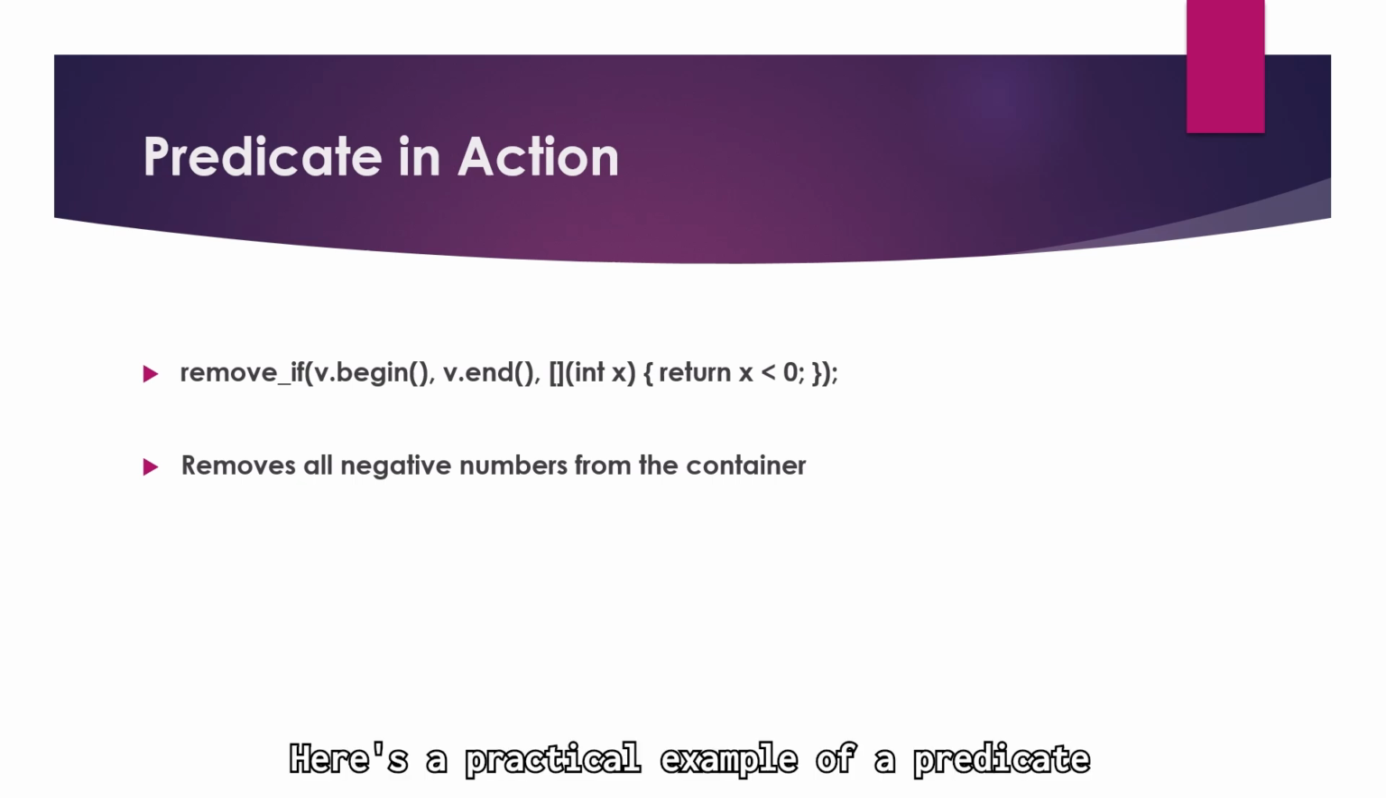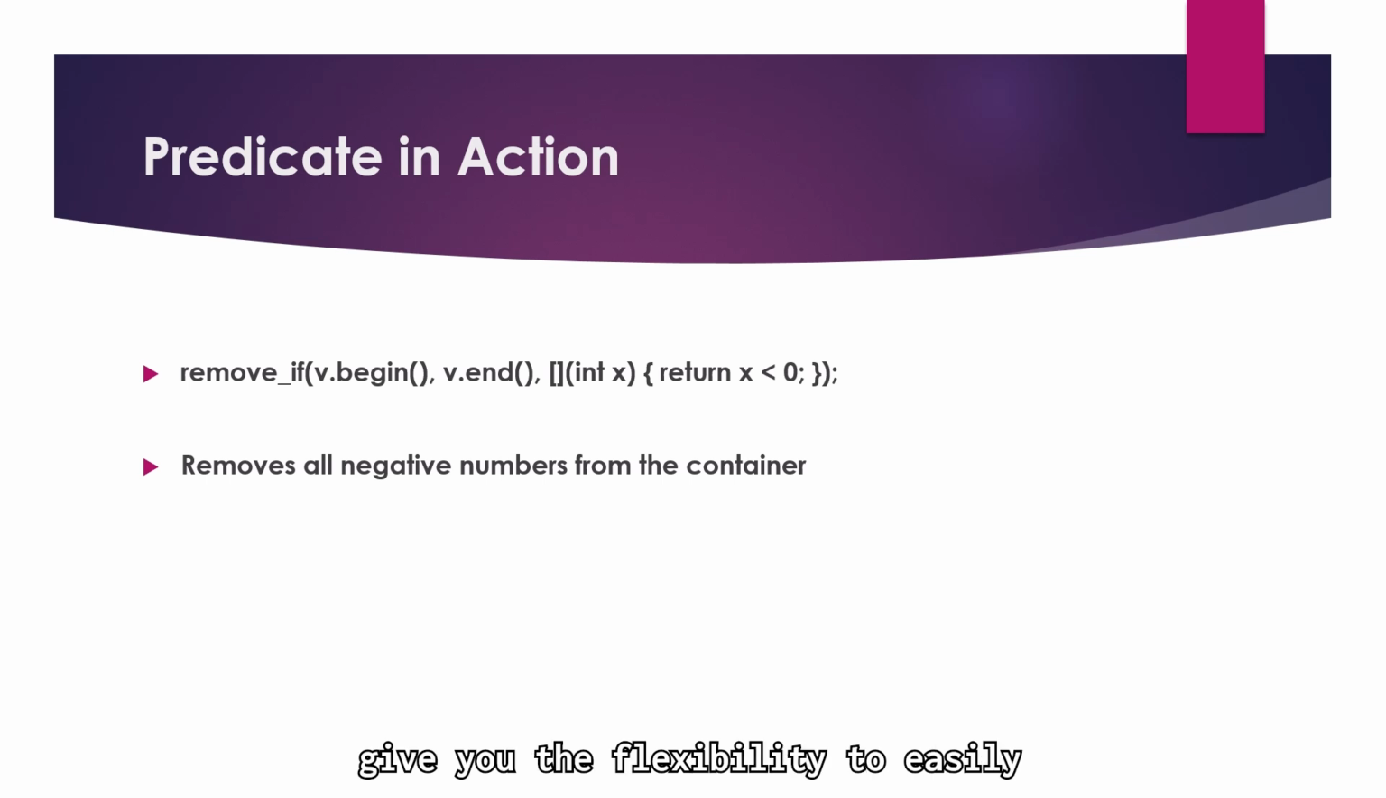Here's a practical example of a predicate in action. We use a lambda expression with removeIf to filter out all negative numbers from a vector. The lambda acts as a unary predicate, returning true if a number is negative and false otherwise. removeIf will then remove all the elements that satisfy this condition. This is a great example of how predicates give you the flexibility to easily customize STL algorithms with just a simple callable. Whether using function objects, lambdas, or function pointers, predicates make algorithms dynamic and adaptable.